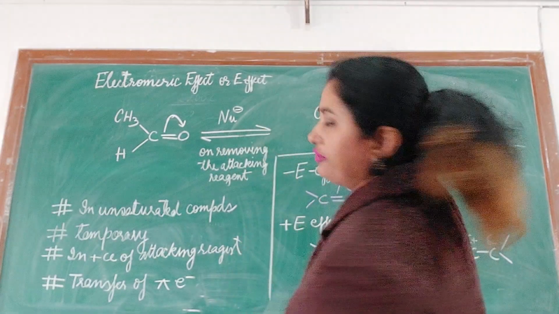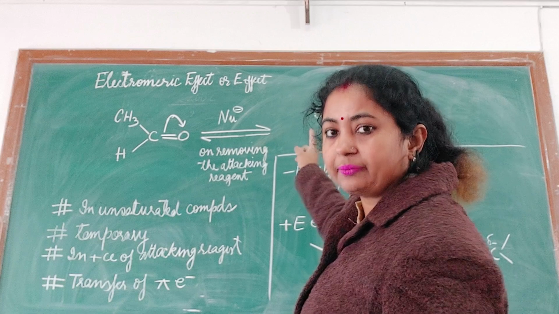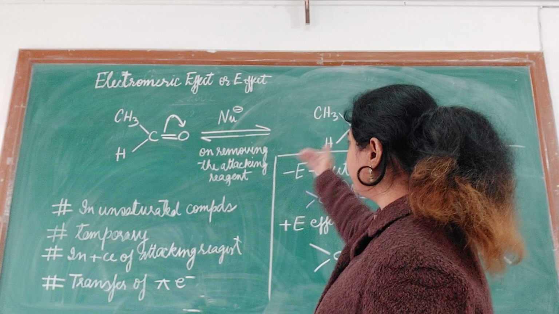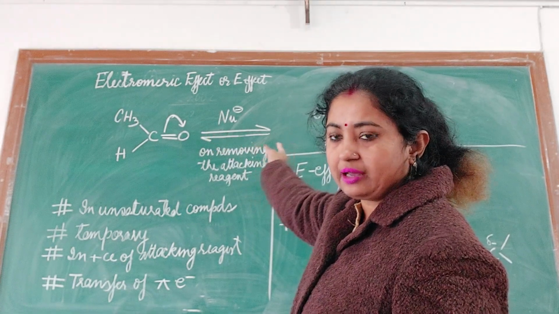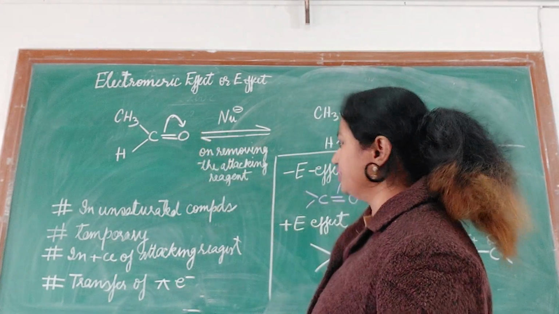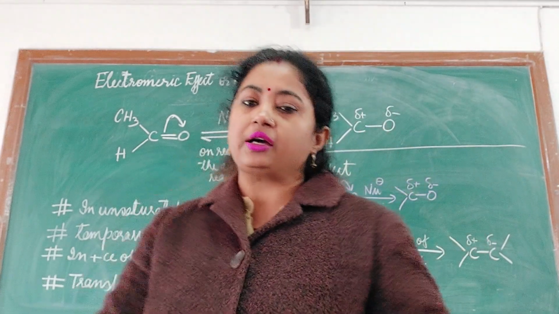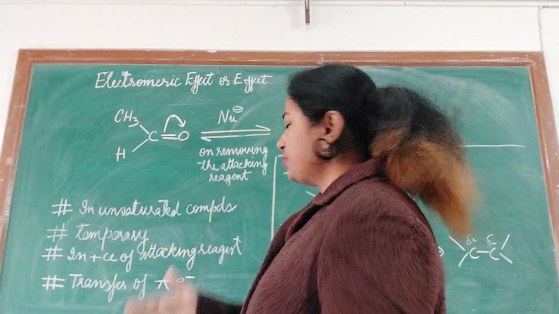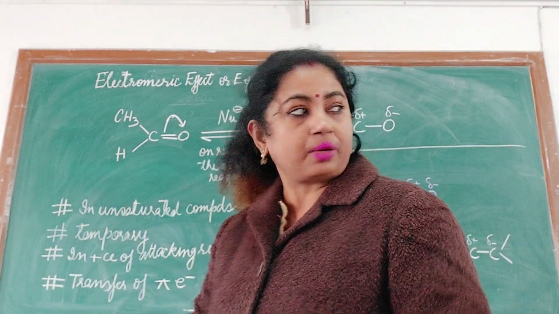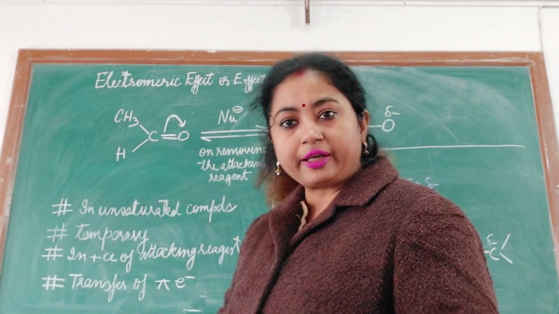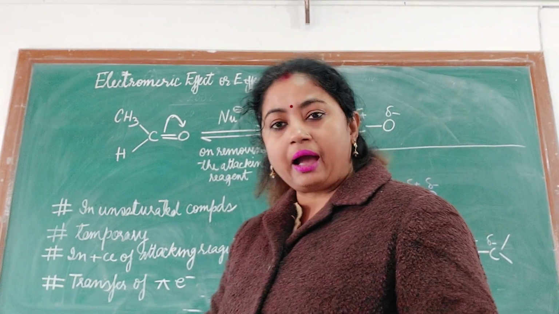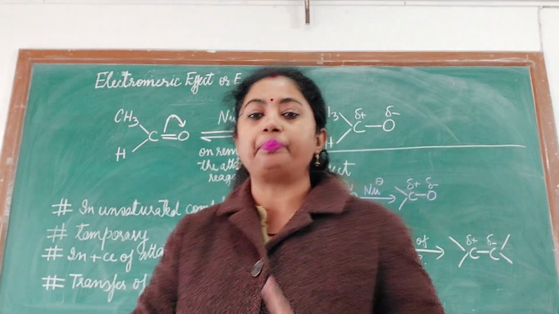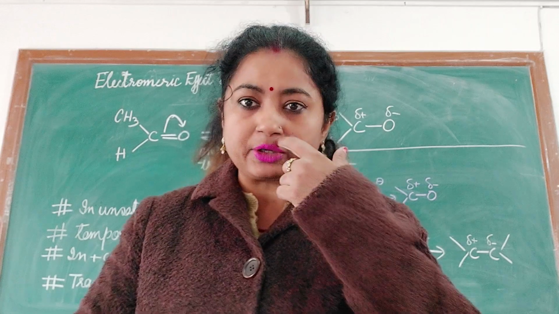the pi bond is getting shifted, the carbon and oxygen are getting polarized. So this is a temporary effect. As soon as we remove the attacking reagent, you can see the reversible sign I have drawn, so the reaction will be reversed. So for the electromeric effect, these four are key points. An unsaturated compound containing a double or triple bond is required. The effect is temporary. It occurs only in the presence of an attacking reagent, and here we can see the transfer of pi electrons. So this is your electromeric effect.